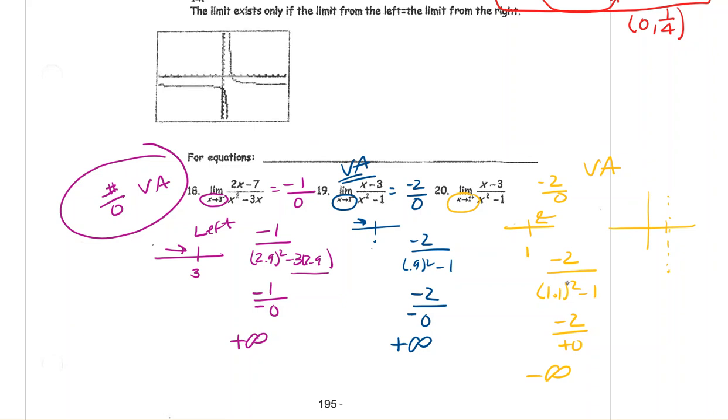So if I plug in, I just picked 1.1. 1.1 squared will be bigger than 1. So the bottom will come out really close to 0, but positive. And so I have a negative number over positive 0. So that's negative infinity, which means this graph should be going down as it approaches that asymptote from the right.